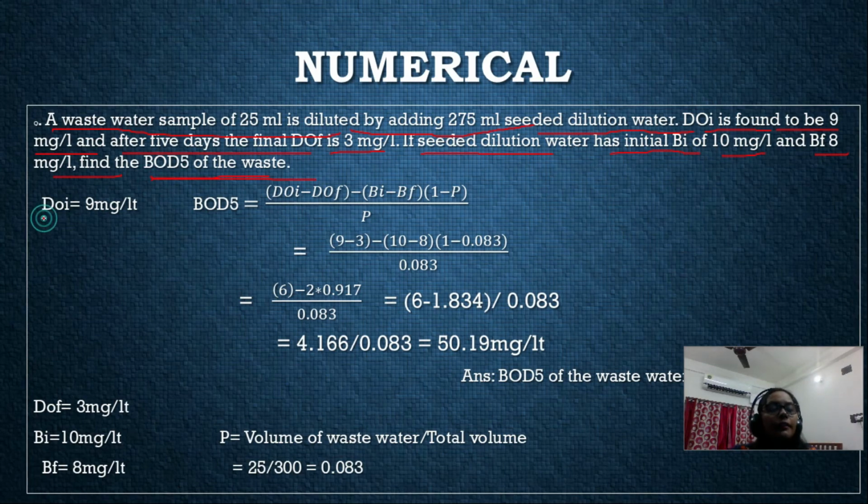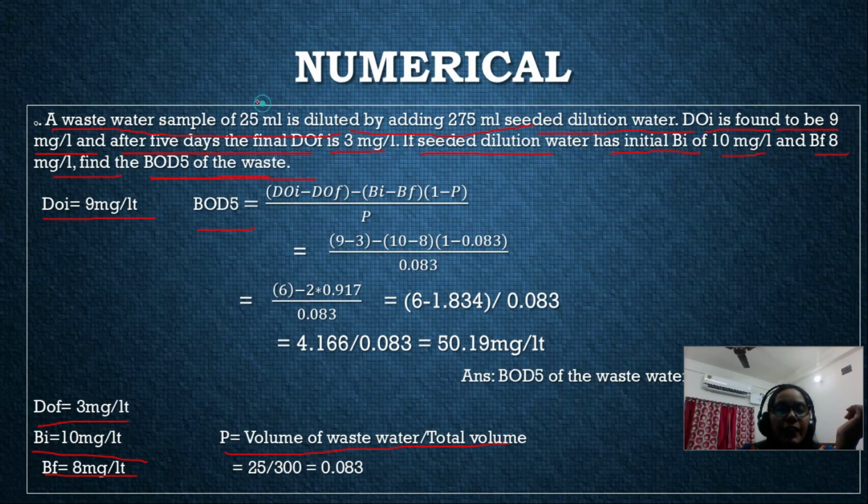So some of the data are already given. DOI is 9 milligram per liter, DOF is 3 milligram per liter, BI is 10 milligram per liter, and BF is 8 milligram per liter. One more thing, we should also know the P value, otherwise we cannot solve the BOD 5 problem. P value is the volume of wastewater divided by total volume.